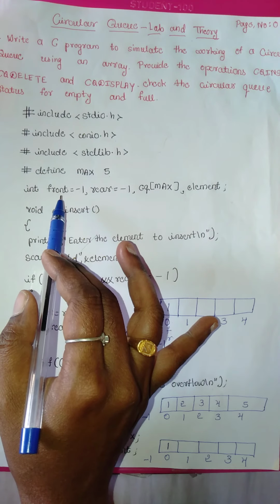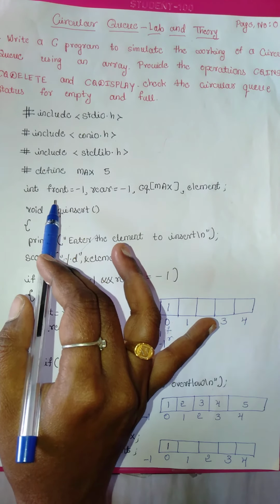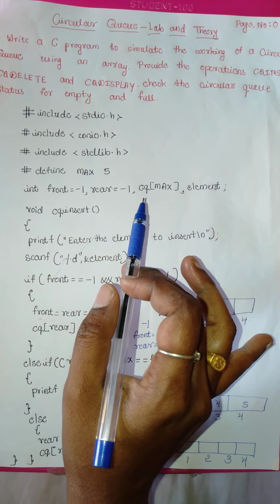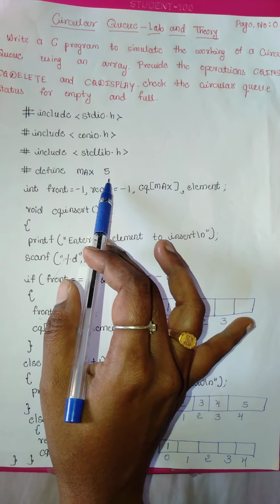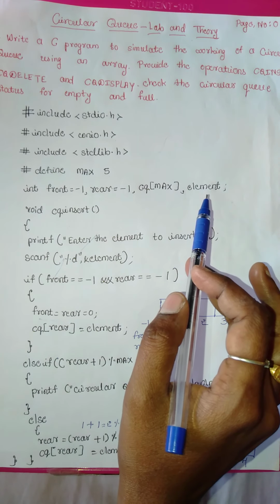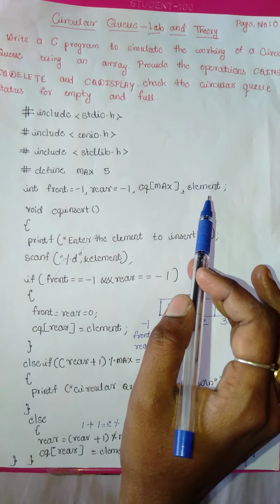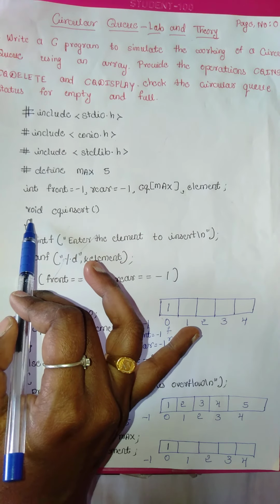Front is a variable used for deleting a data element from the circular queue. Rear is used for inserting a data element into the circular queue. CQ is just an array name, whatever name you want we can take. Max is the size of the array. Here I am taking 5. It holds 5 elements, but the index goes up to 4. Element is a user defined variable, whatever you want we can take. Next we have to implement the insertion operation of type void.